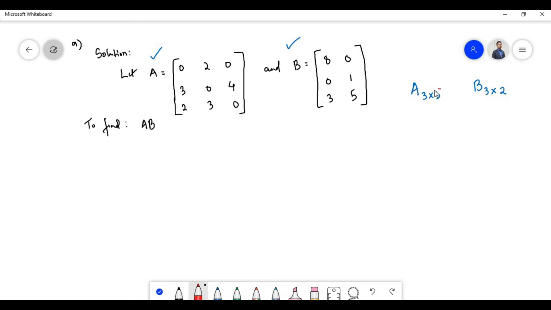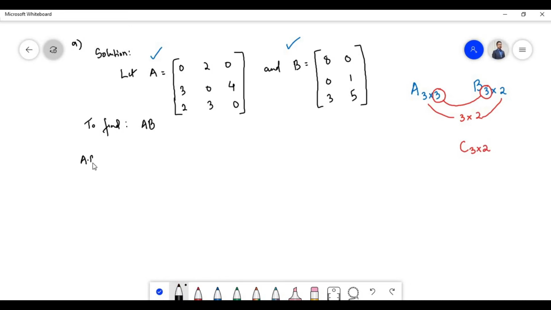Now, since the number of columns of the first matrix A is equal to the number of rows of the second matrix B, therefore multiplication of matrix A with B is possible. And the resulting matrix will have an order of 3 cross 2. That is, it will contain 3 rows and 2 columns.